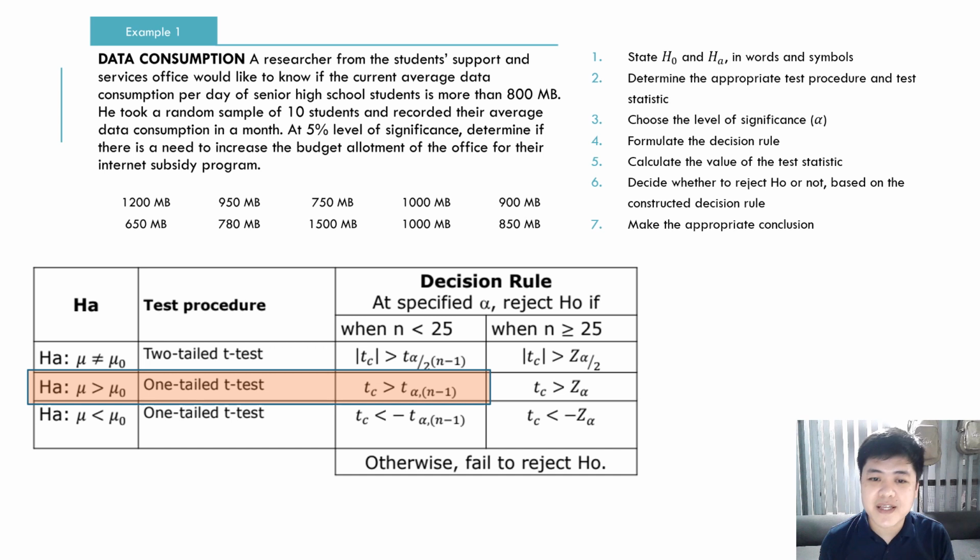Next, choose the level of significance. In this case, the level of significance is at 5%. Again, by default, if the level of significance is not stated, we're going to use 5%.